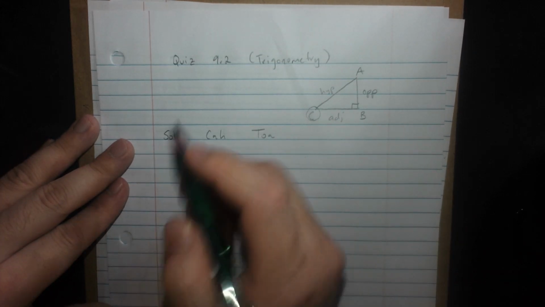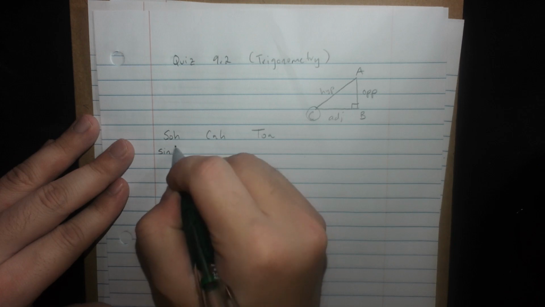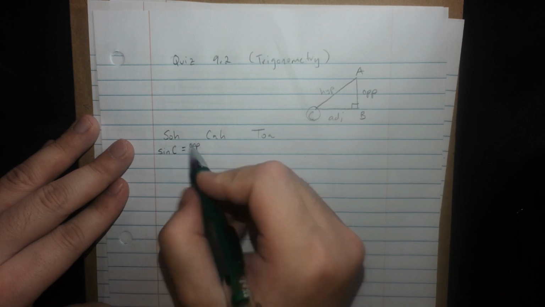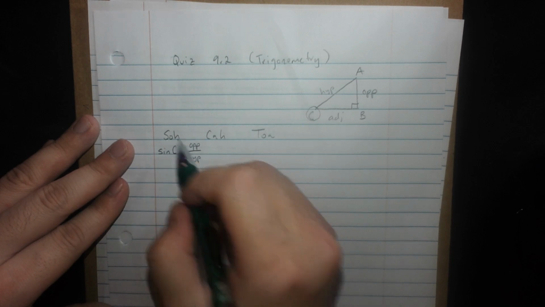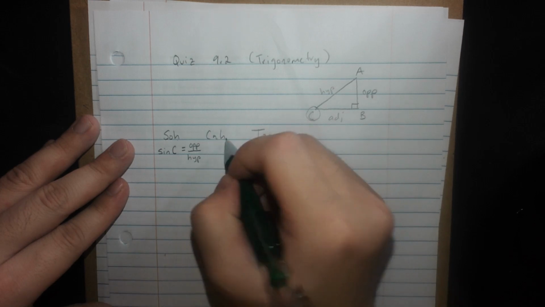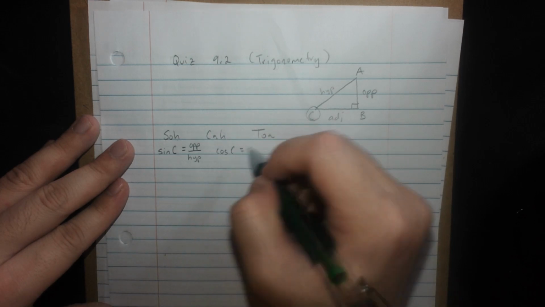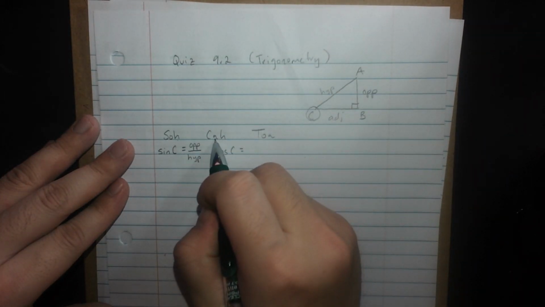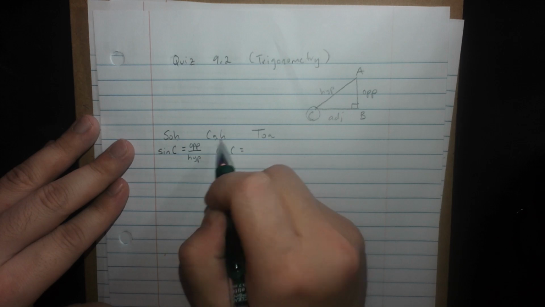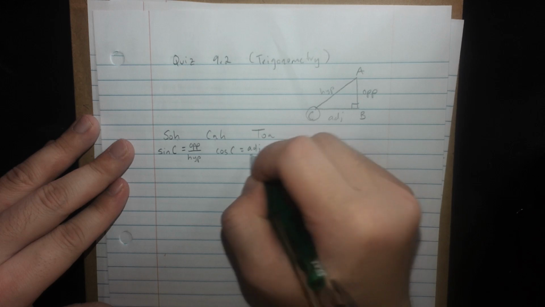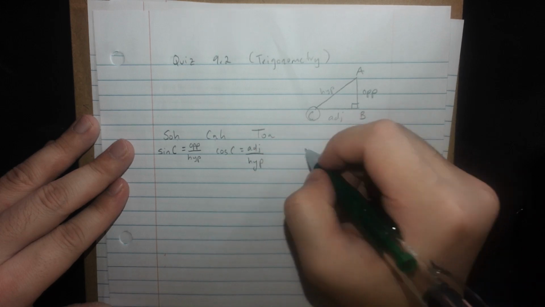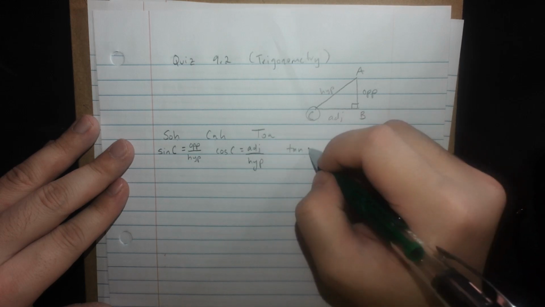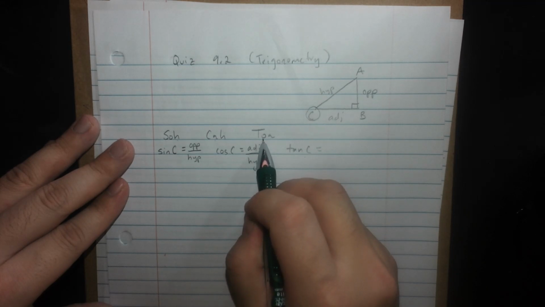So the S stands for sine, so sine of C is equal to the opposite side, so O for opposite, over the H, or hypotenuse. Then we have CA, which is cosine of C, is equal to, not opposite, but adjacent over hypotenuse. So A for adjacent, H for hypotenuse. And then lastly, we have TOA, which is T for tangent. So tangent of C is equal to opposite over adjacent.